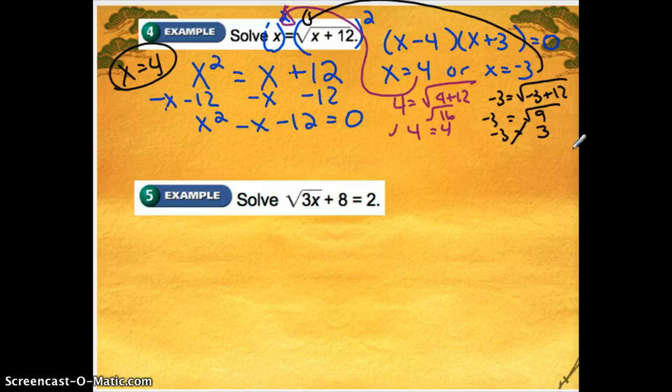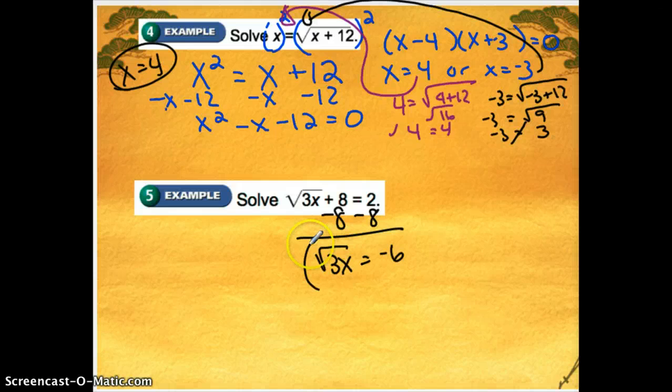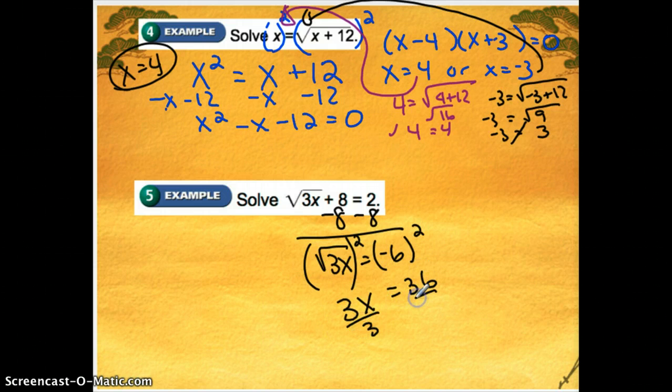Okay, let's look at one more here. Solve the square root of 3x plus 8 equals 2. So solving this, again, my radical's not alone yet this time. So I'm going to subtract 8 from both sides first. Then I get square root of 3x equals negative 6. If you notice something right now, you could stop. But if not, let's just work it all the way through and see what happens. Okay, so this is alone now. I'm going to square both sides. Square root of 3x squared is just 3x. Negative 6 squared is 36. Okay, if I divide both sides by 3 right here, I'm going to get x equals 12.